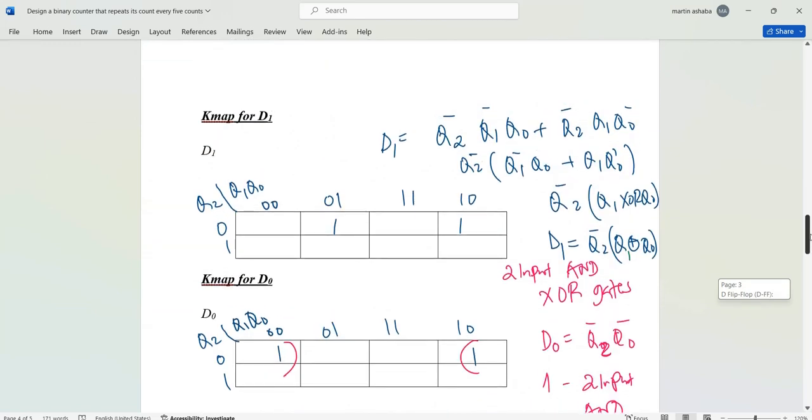I see that the output D1 requires true not inverse, then true 1 XOR true not. So that means I will have my two inputs going to an XOR gate, then its output is going to go to an AND gate, then also with the true 2 inverse going to the AND gate, and the output of the AND gate will go to D1.